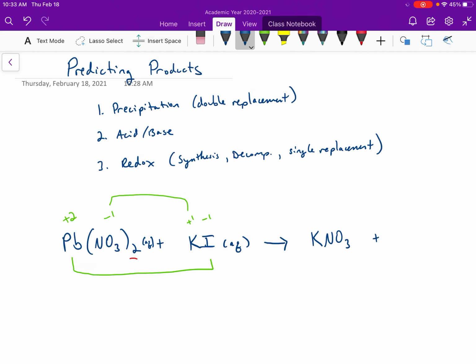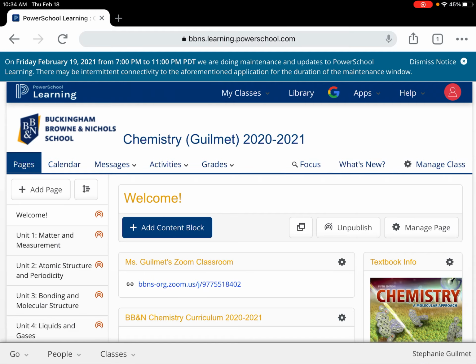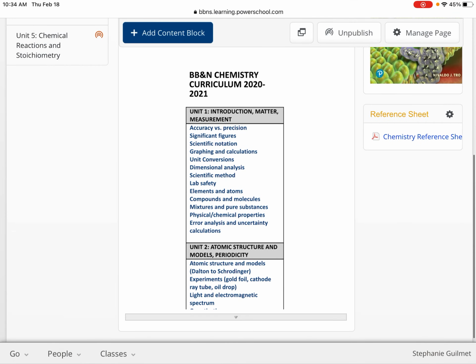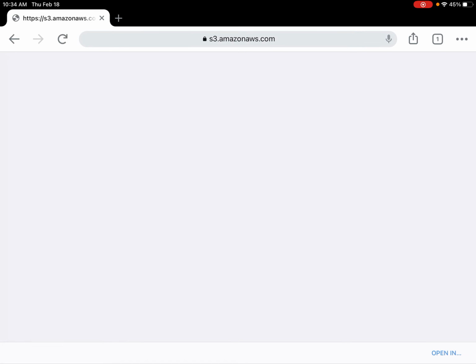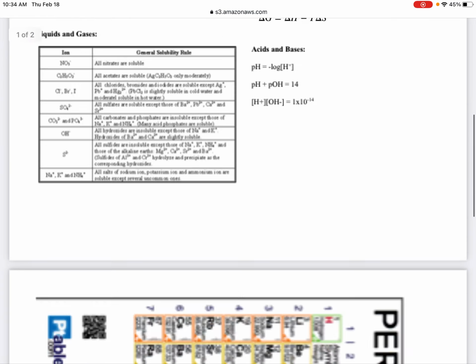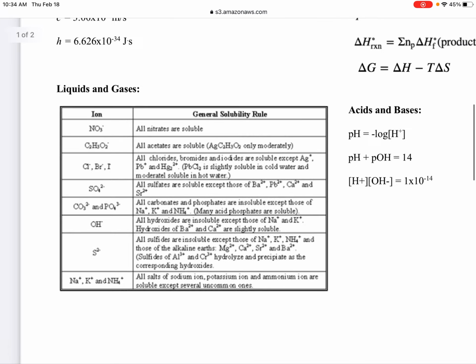Now we're going to go over and look at lead and iodide. Lead is a +2 and iodide is a -1, so I'm going to need 2 of those. Then you are going to go to your cheat sheet. Let me switch over to that real quick, because we need to know if one of these precipitates out. So let's pull up our reference sheet here real quick. Here we go.